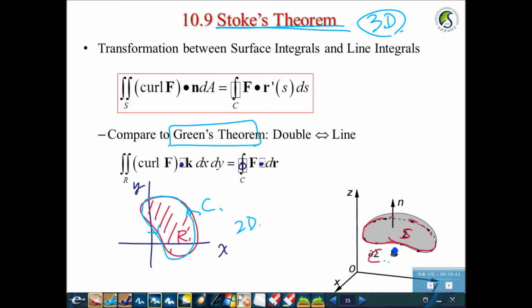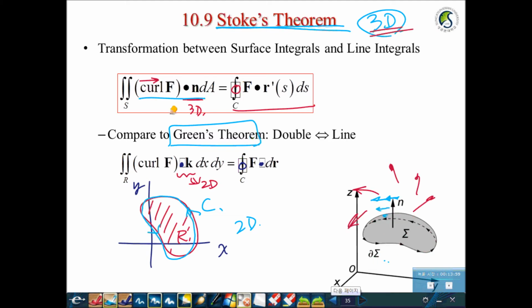And since it's rotating that way, counterclockwise, the direction of the surface is this, right? That's n, the normal vector to the surface. And that's the relationship. So before, it was dot k that makes it 2D. And dot n of the surface, that's really 3D. No matter whether it is 2D or 3D, they're all line integrals of the boundary curve. And then that value is equal to the line integral, right?